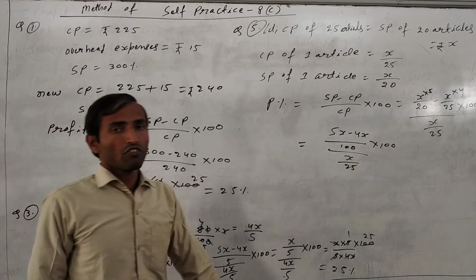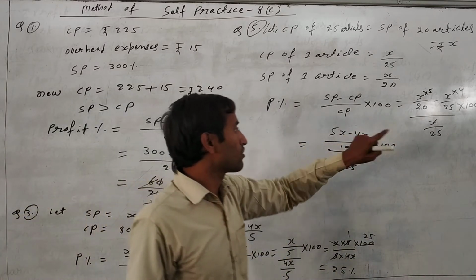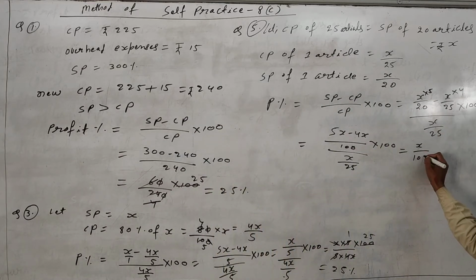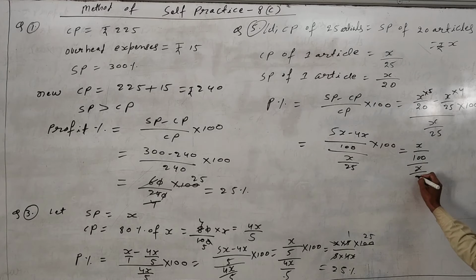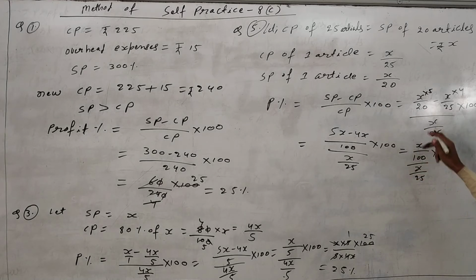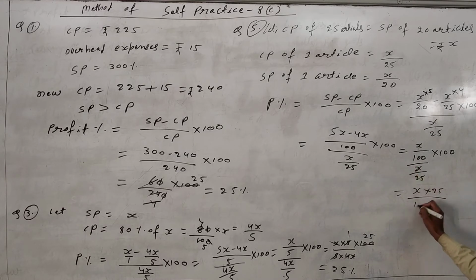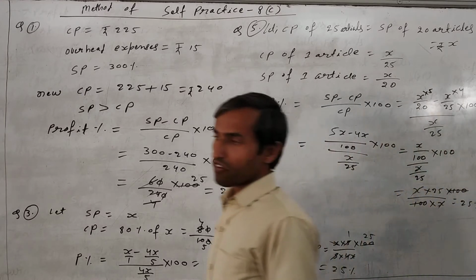Now we subtract: 5x minus 4x. It will come 1x upon 100, upon x upon 25, into 100. Now this 25 will multiply to x and this 100 will multiply to this x. So it will come x into 25 upon 100 into x into 100. 100 will cancel out and x will cancel out. Again the final answer is 25%. So profit percent is equal to 25%.